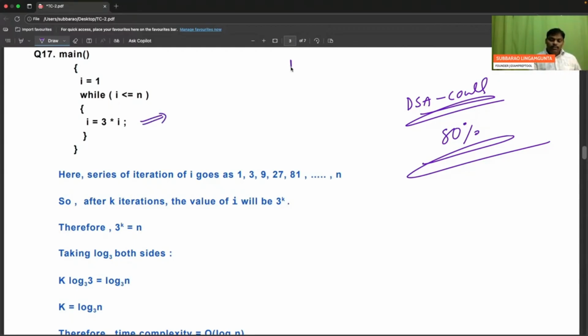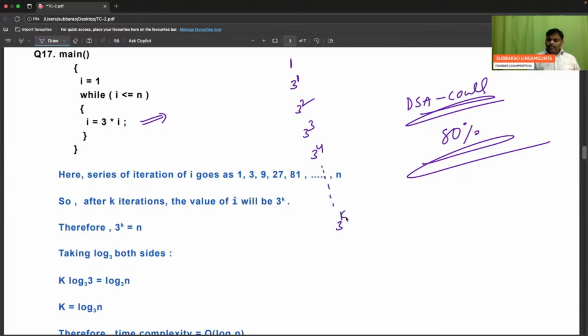Initially 1. 1 into 3 is 3. You are tripling every time. Into 3, so 3 square. Initially 1. After 1 time, 3 power 1, 2 times 3 square, 3 times 3 cube, 4 times 3 power 4. If you do k times, 3 power k.